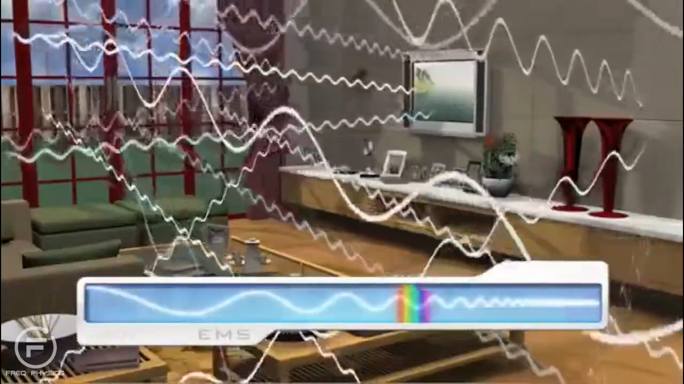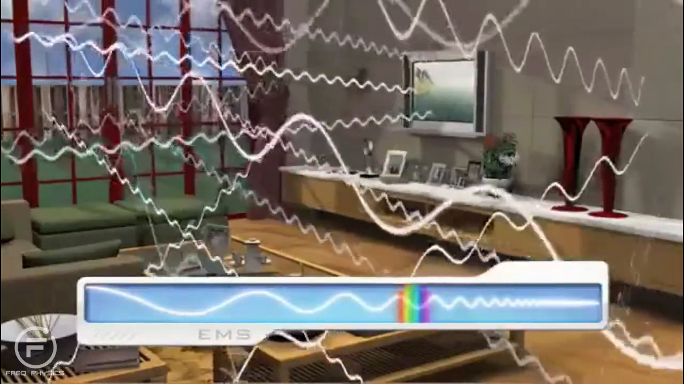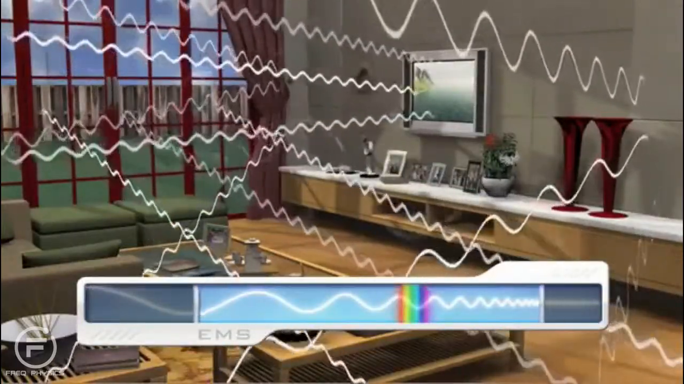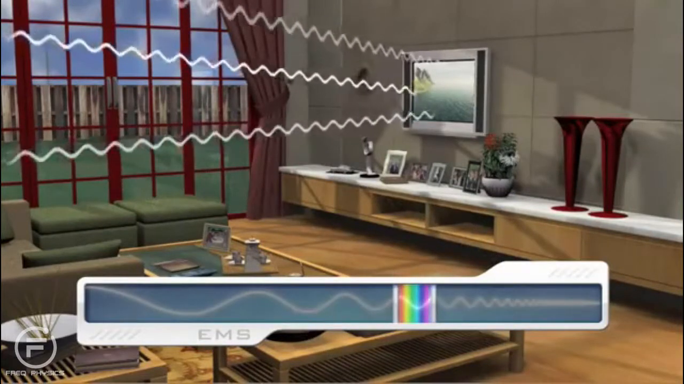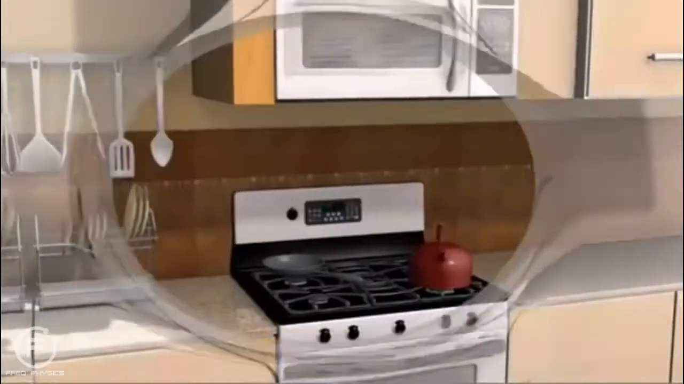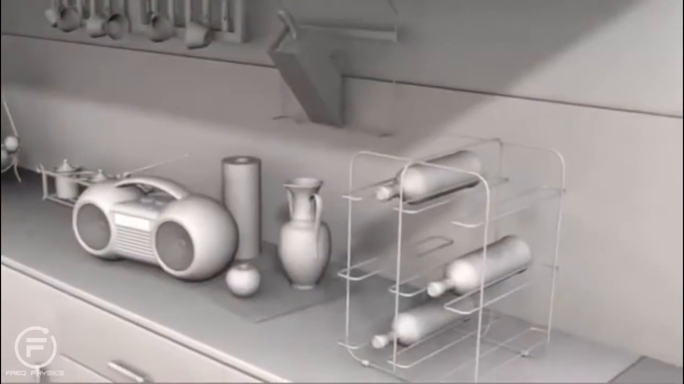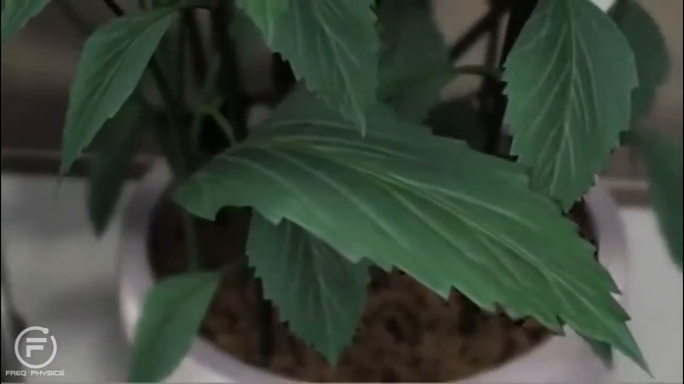Similar to tuning a radio to a specific radio station, our eyes are tuned to a specific region of the EM spectrum and can detect energy with wavelengths from 400 to 700 nanometers, the visible light region of the spectrum. Objects appear to have color because EM waves interact with their molecules. Some wavelengths in the visible spectrum are reflected and other wavelengths are absorbed.